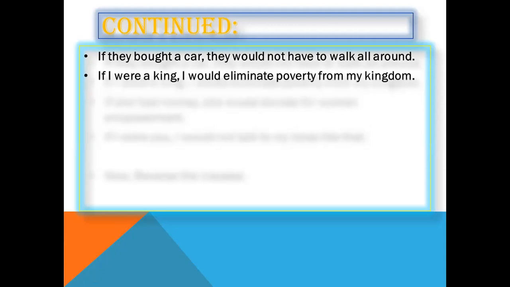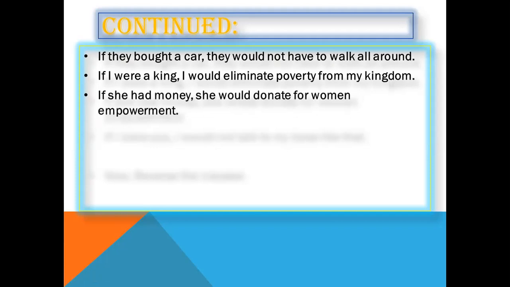If I were a king, I would eliminate poverty from my kingdom. It means I am not a king, and that is the reason I cannot eliminate poverty from my kingdom. Because I'm not a king, I don't have a kingdom at all. And then the next sentence: if she had money, she would donate for women empowerment. It means she has not donated any money because she does not have any. And if she had, she would have donated for women empowerment projects maybe.